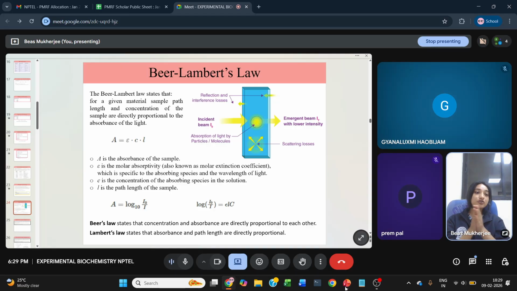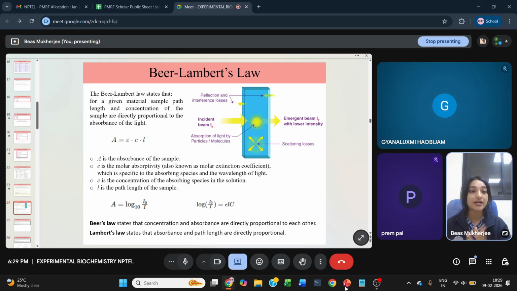Here the drawback is that the material I am taking should have a sufficient molar absorption coefficient so that we can calculate concentration from absorption. If a particular protein does not have any aromatic residue, then you cannot calculate the concentration of that protein using Beer-Lambert's law and UV-visible or absorption spectroscopy.